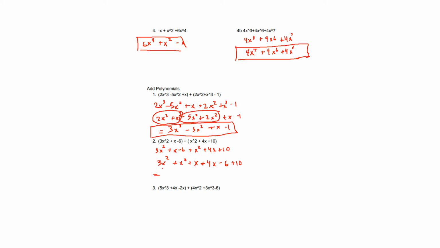So this will be, we add these together, 4x squared plus 5x, and then it'll be plus 4 because you add these together. So 4x squared plus 5x plus 4 will be your answer for number 2.